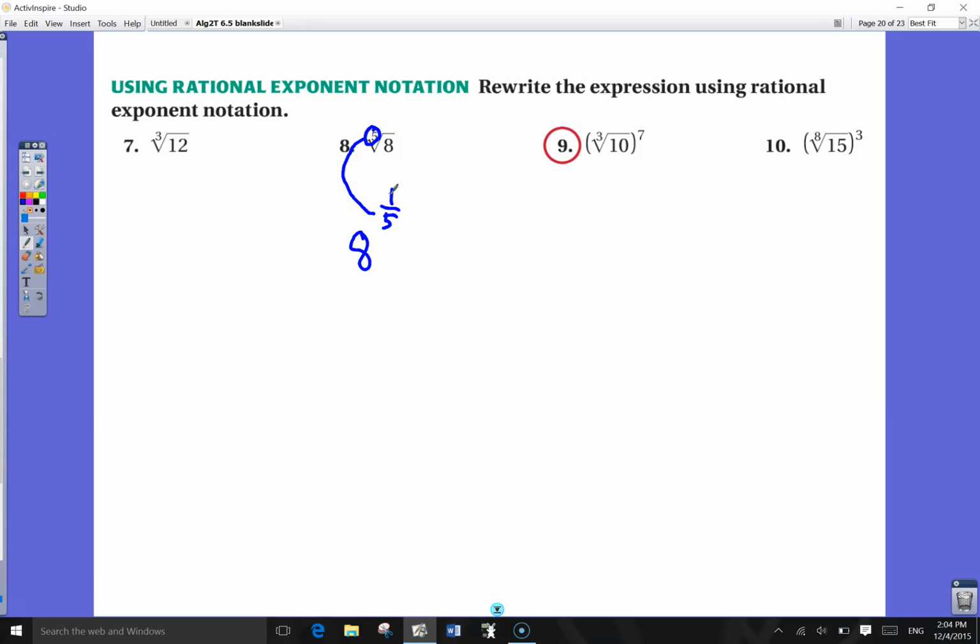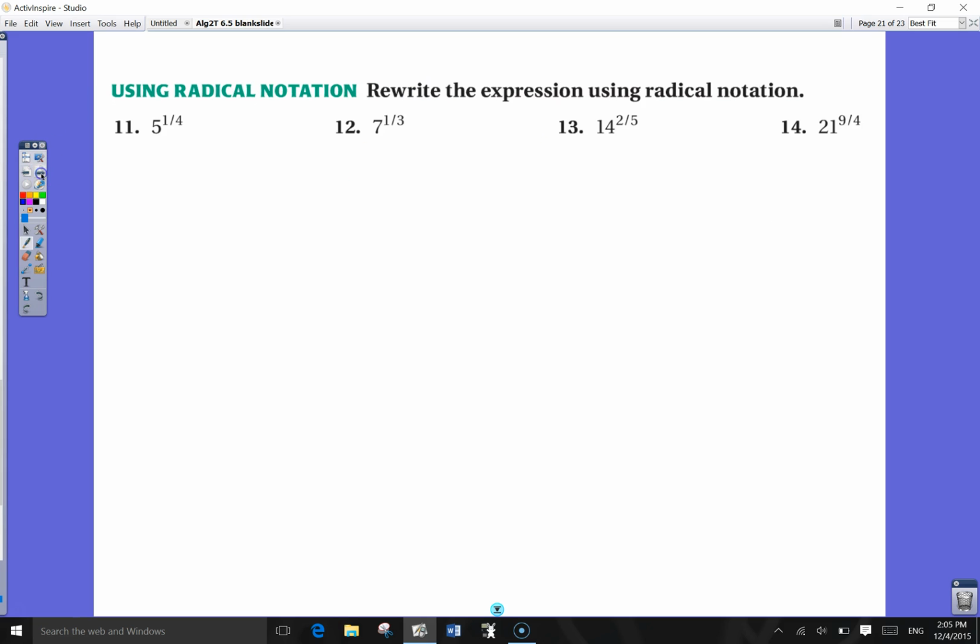Okay, you try number 10. If you want to pause, go ahead and pause. This one is very quick. This is 15 to a fraction power. The index is the denominator, and there is a power involved. It is a 3. So that's going from radical form to rational exponent form.